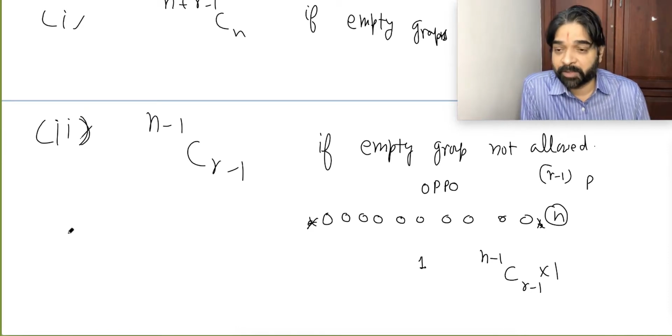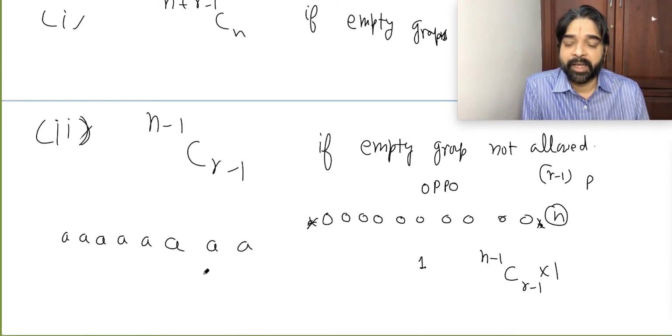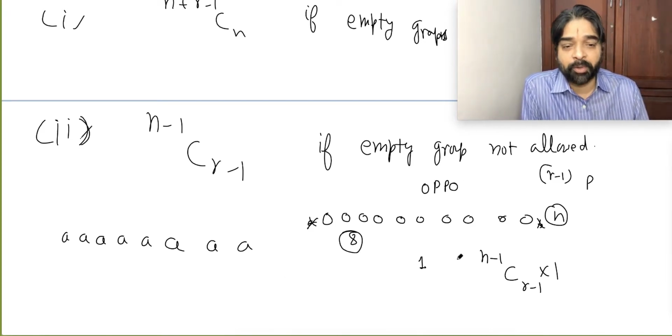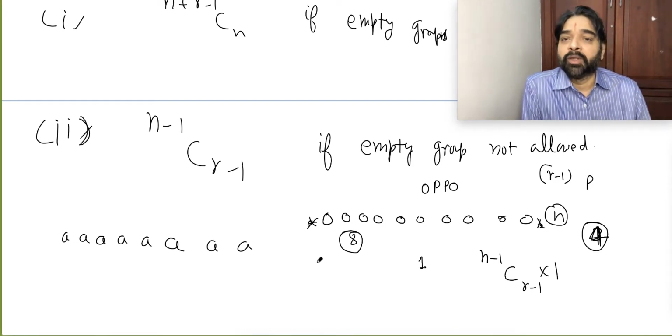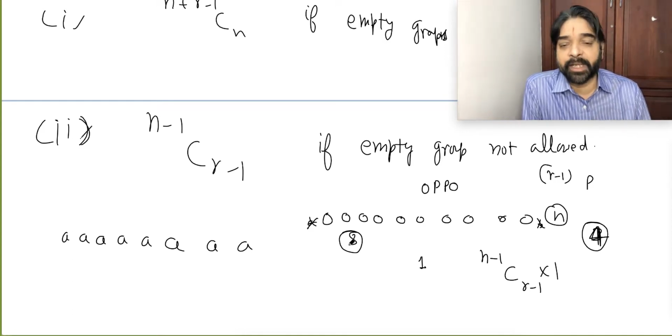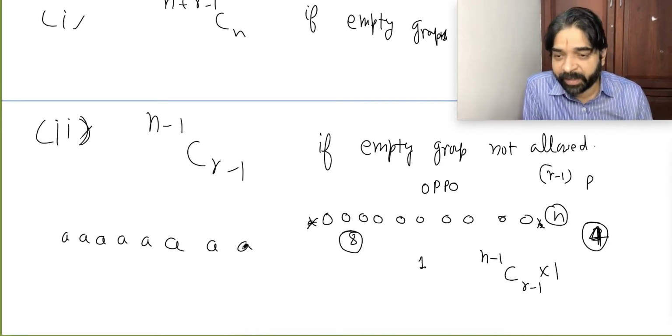I can explain once more. Suppose there are 8 A letters: 1, 2, 3, 4, 5, 6, 7, 8. I want to arrange them into 3 groups. How many groups? 3 groups. So it means I have to put 2 partitions. Or let's say 4 groups. I want to make it 4 groups, so 3 partitions we have to keep. But we have to keep them in such a way that no empty group is allowed. An empty group should not come.